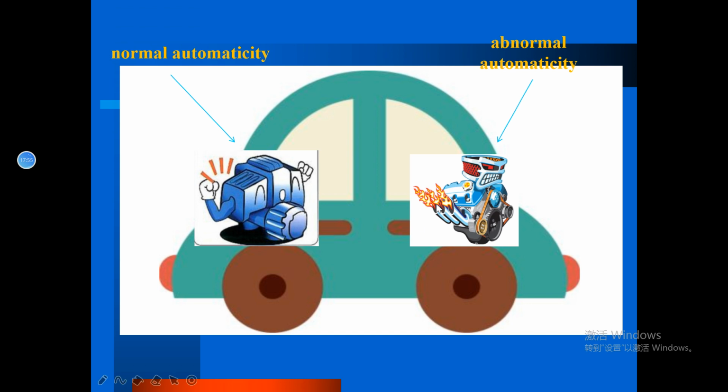Okay, so if there is another engine coming out, we call it the abnormal automaticity. This engine can also give another power to drive the car forward, but sometimes it would conflict with the normal engine. You understand that? Normally, one car only has one engine, so it can be driven at a normal speed. But if there is another engine, it interferes with the normal working speed of the normal engine. It would disturb the speed of the car. You understand that? So we call it an abnormal automaticity. This is the first mechanism of arrhythmia.